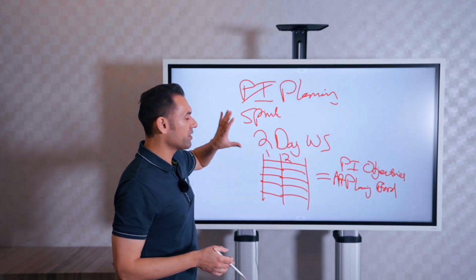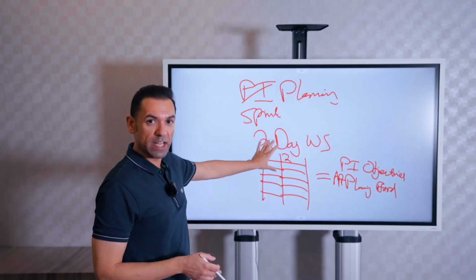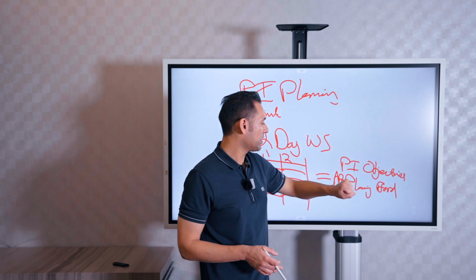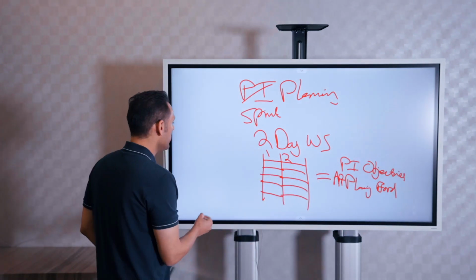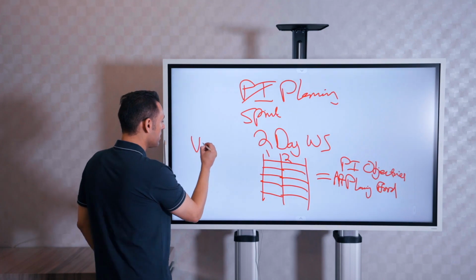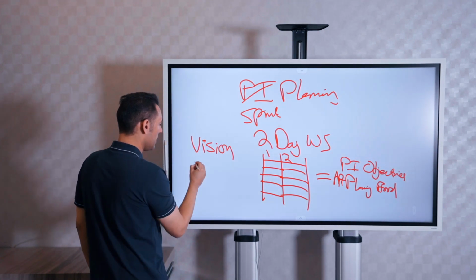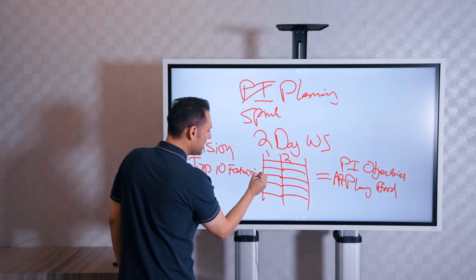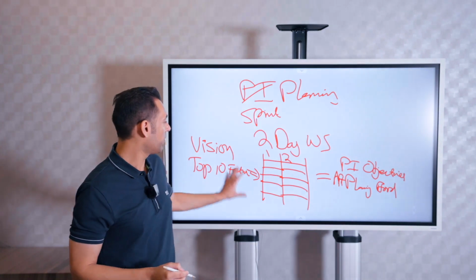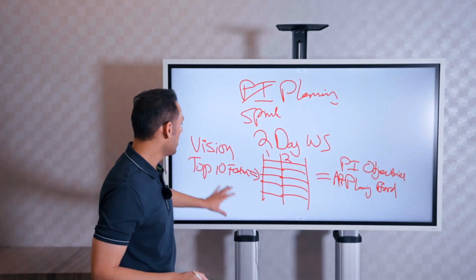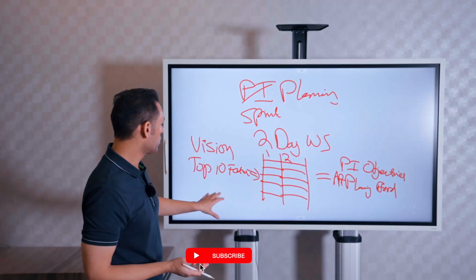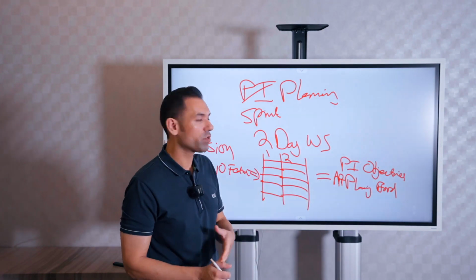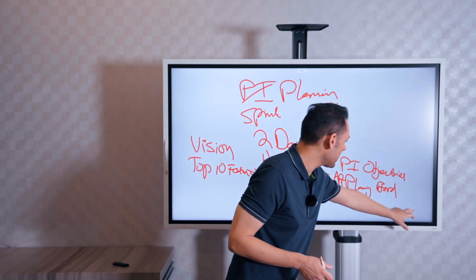So PI planning is a 2-day workshop which has a day 1 and a day 2 agenda, and the output of this is PI objectives and the Agile Release Train planning board, or you might call it a planning board. Now, there are also a couple of inputs to this planning event: the vision and the top 10 features. And that's feeding the PI planning event. Without this, none of this other stuff can happen. So what are the inputs to PI planning? Vision, top 10 features. And what are the outputs? PI objectives and team objectives and the ART planning board. So a couple of things that you should keep in mind there. So that is PI planning there.